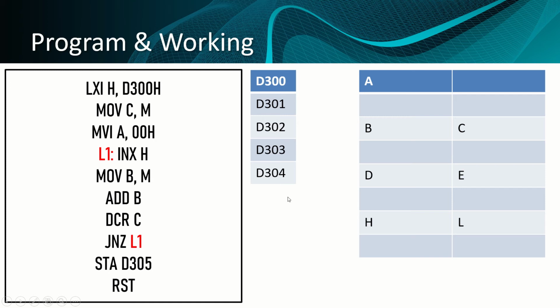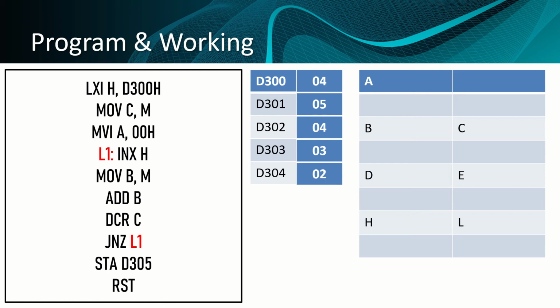First, we will take an array of size 04, which means that it will have 4 elements. We will store this counter, which is 04, at memory location D300, then its elements from D301 to D304. So the first element is 05, next is 04, then 03 and the last one 02. Now let's move to the program.